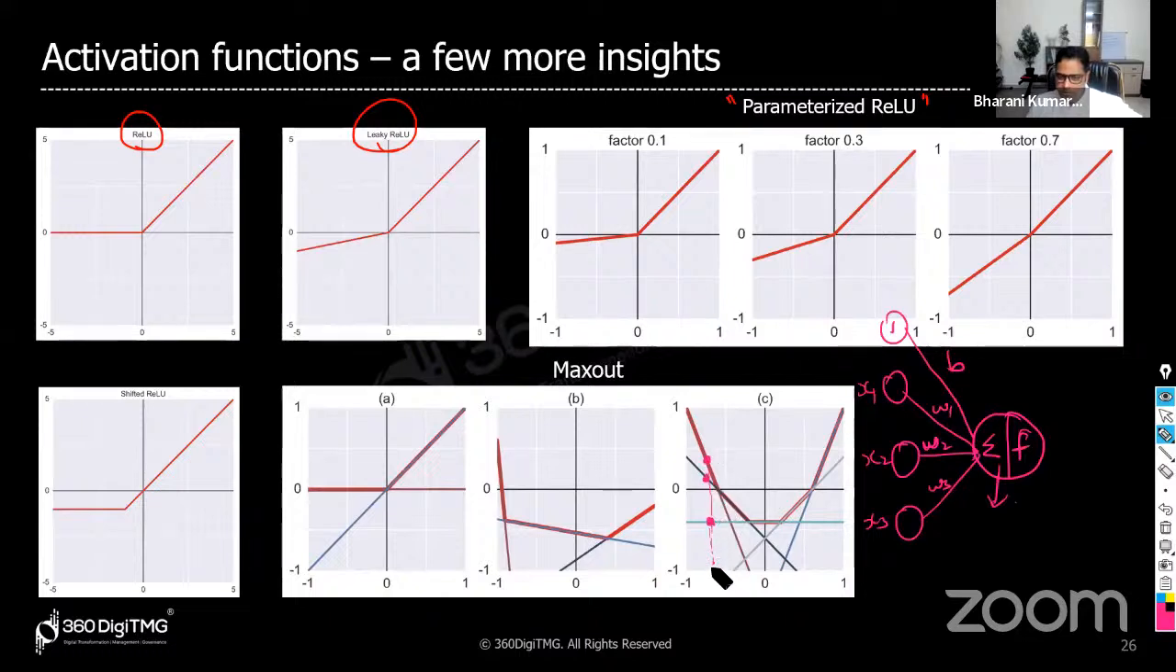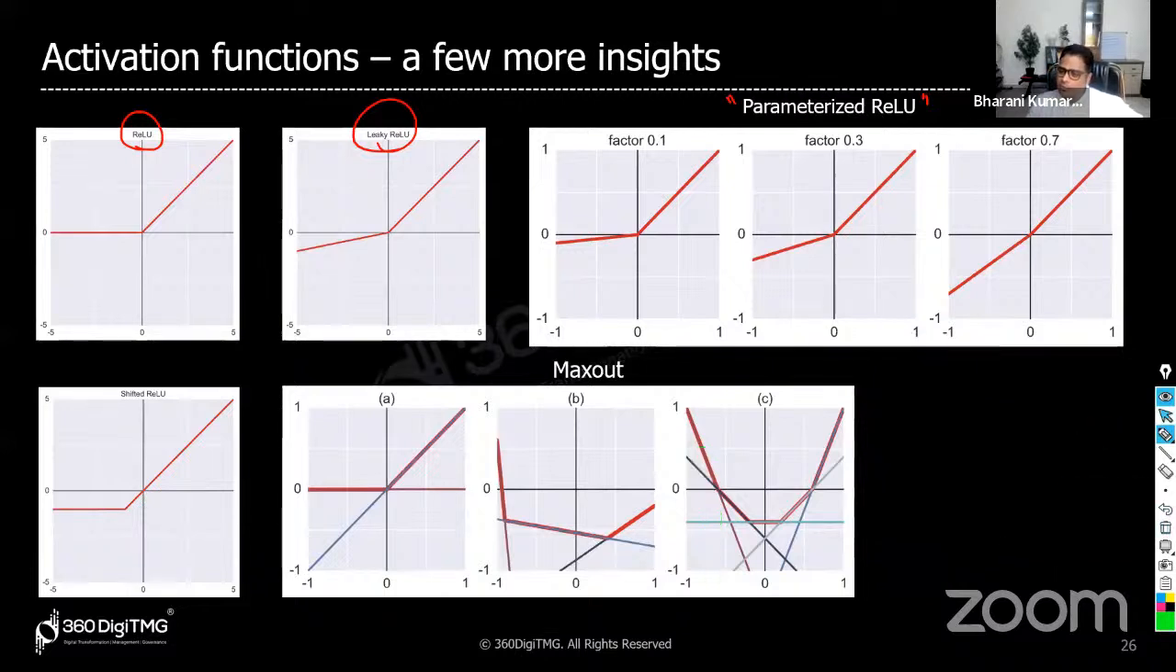For this, you can have any of these values as your output. The maxout function always picks the maximum value. Between this, this, and this, this is the maximum value. So that would be spilled out as an output. That is about your maxout.